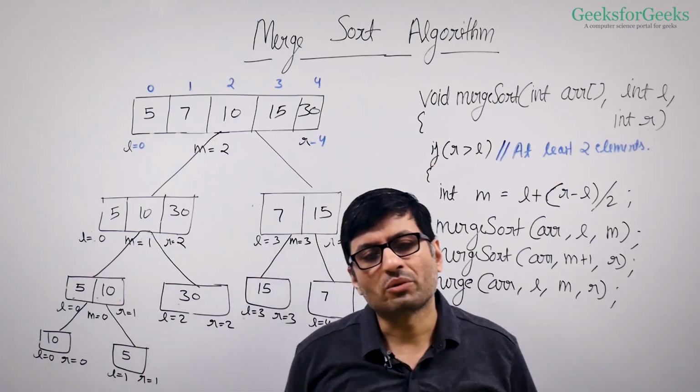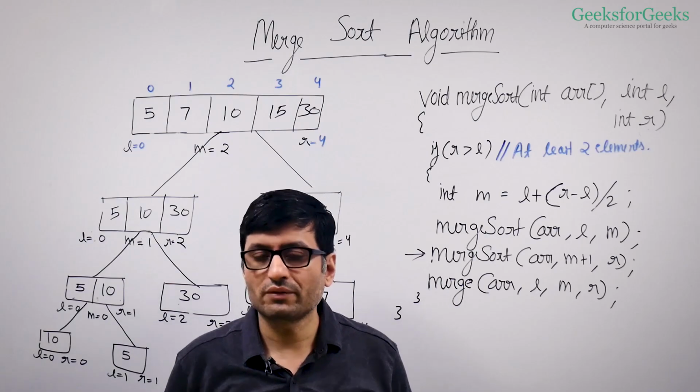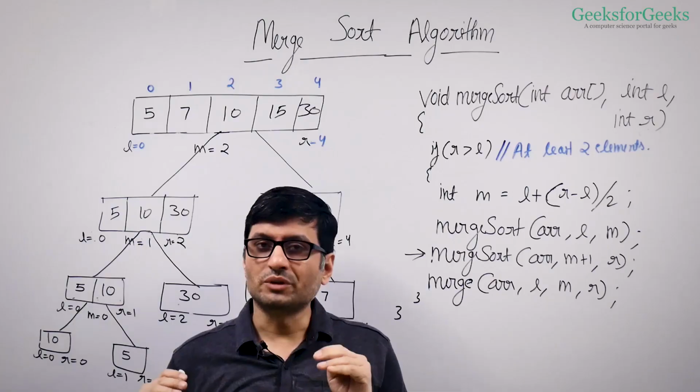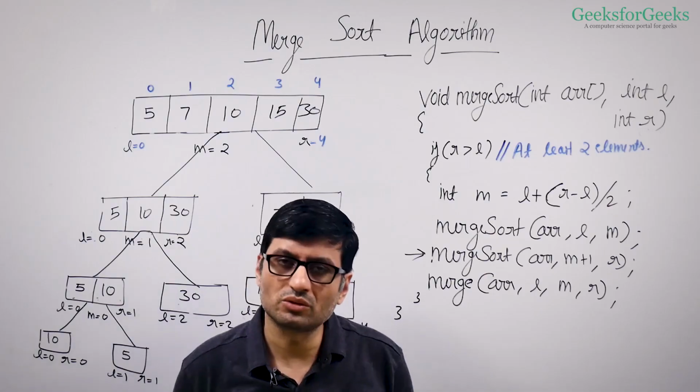We divided our input array into two parts, recursively called merge sort for the left half, then recursively called merge sort for the right half, which means we sorted the left half and right half, and then our merge function combined these two sorted arrays.